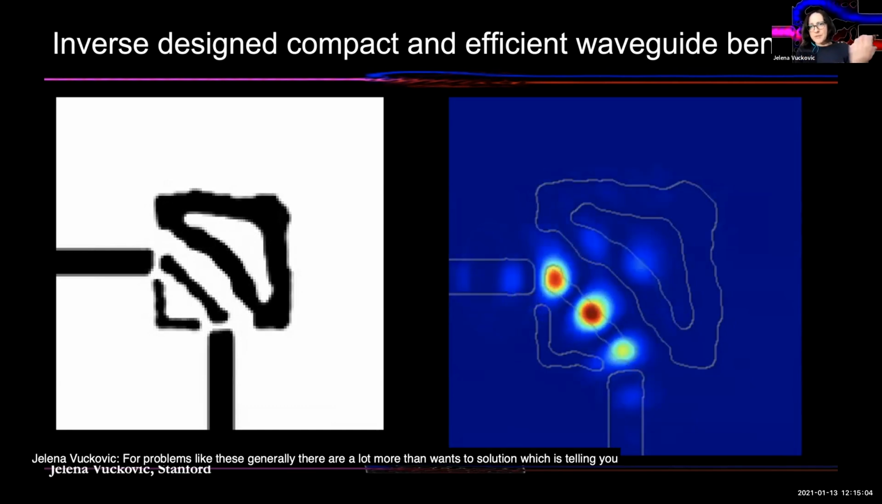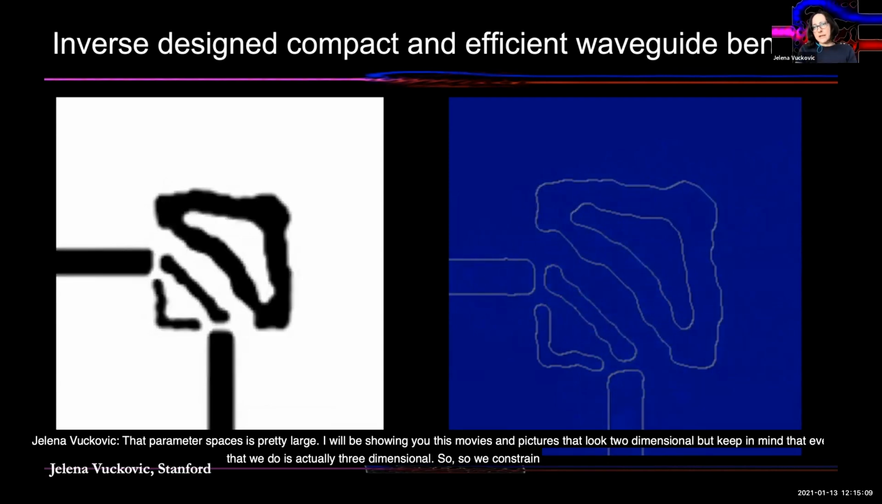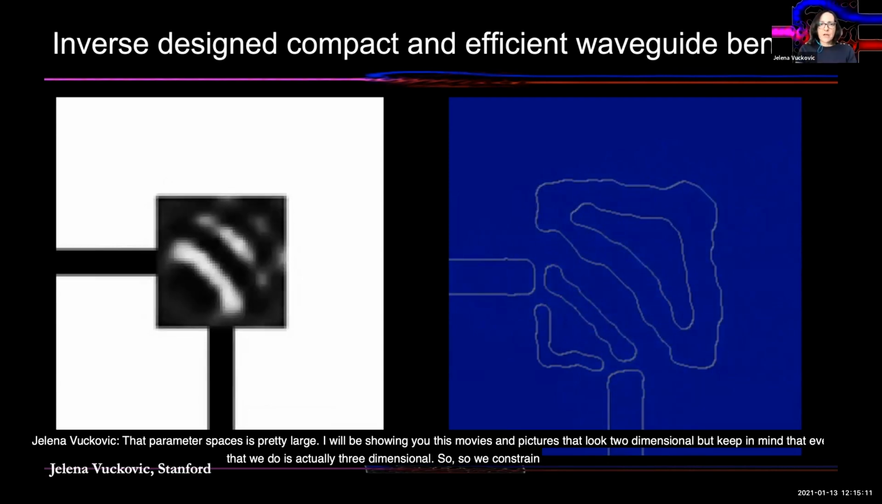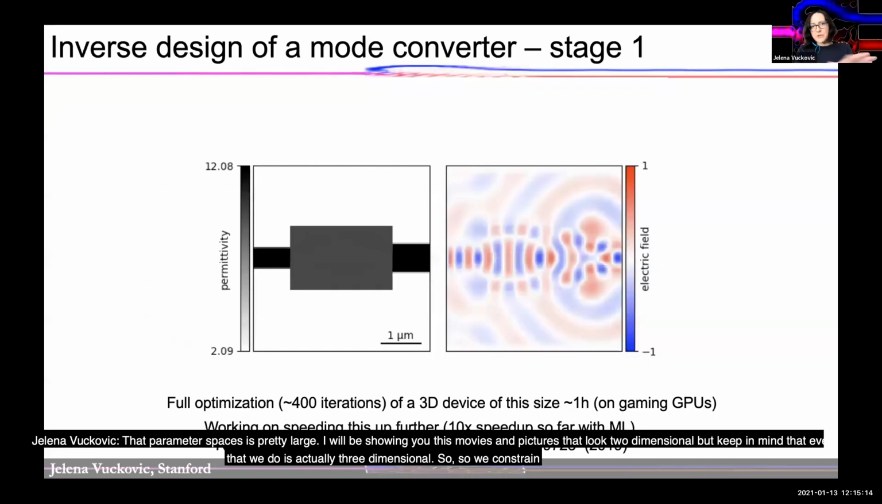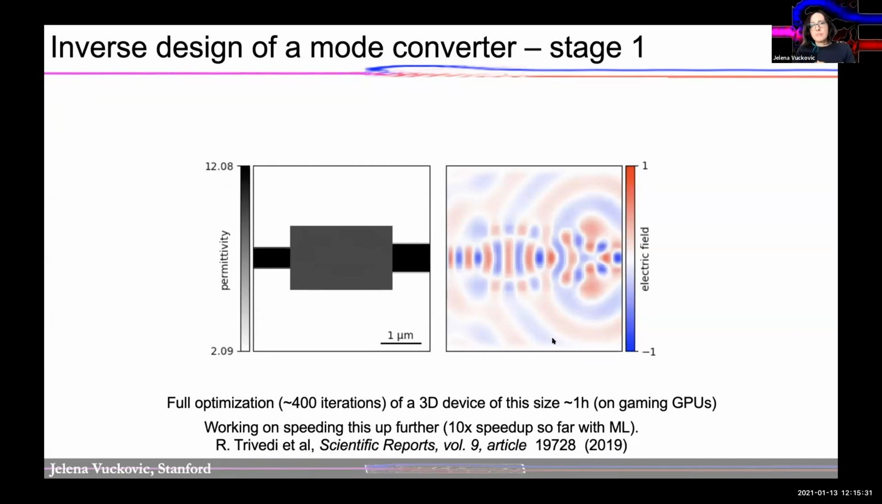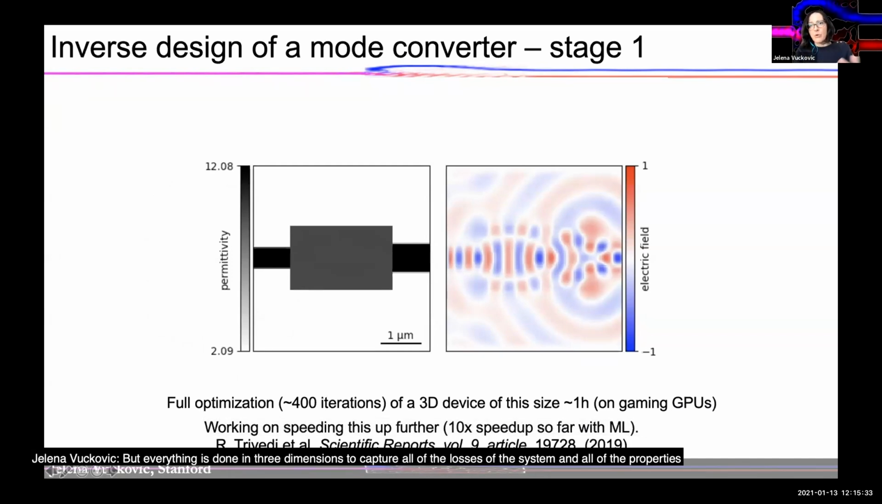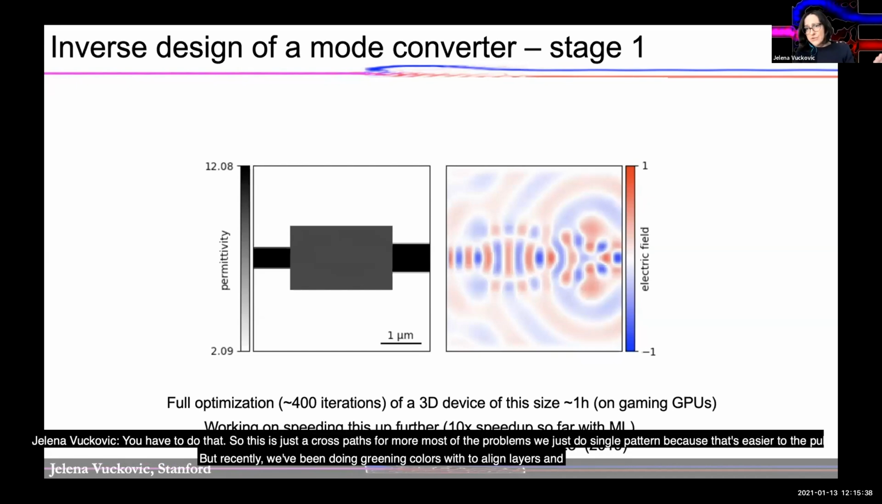And for problems like this, generally, there are a lot more than one solution, which is telling you that parameter space is pretty large. I will be showing you these movies and pictures that look 2-dimensional, but keep in mind that everything that we do is actually 3-dimensional. So we constrain the pattern to a 2-dimensional pattern, but that is actually through a guiding layer of the structure. And sometimes we design structures that have multiple aligned layers, but everything is done in 3-dimension to capture all of the losses of the system and all of the properties. You have to do that. So this is just a cross cut.